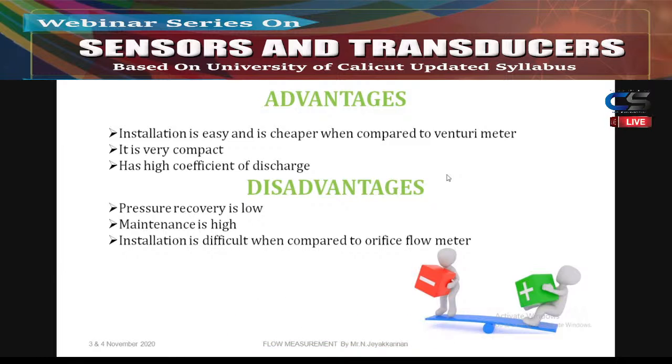And it is a very compact system, because the flapper nozzle system can be carried easily from one place to another. We can carry this easily, but the venturimeter and others we cannot carry easily by hand.